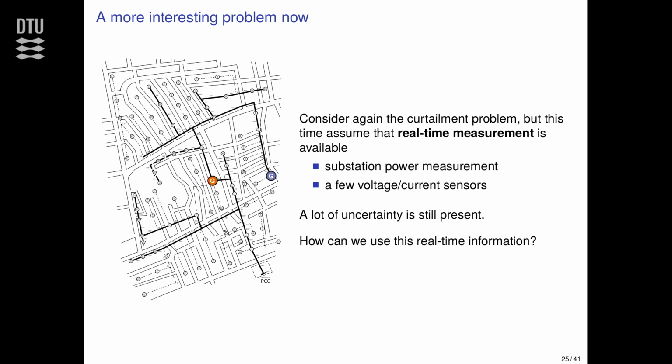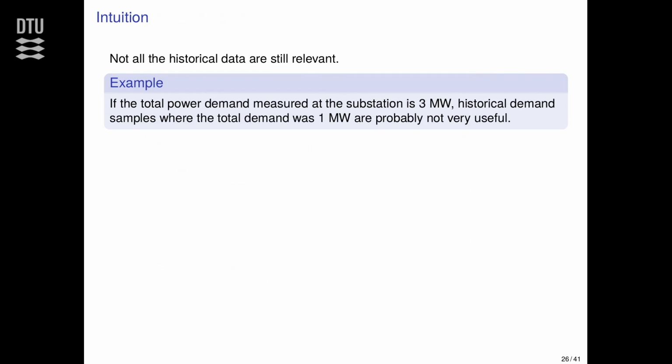There's still a lot of uncertainty, right? You don't know anything about the demand. You only know that the total demand is 1 megawatt, right? How do you use that? Well, the problem, you cannot use the scenario approach as it is. The problem is that these historical data are not really relevant.